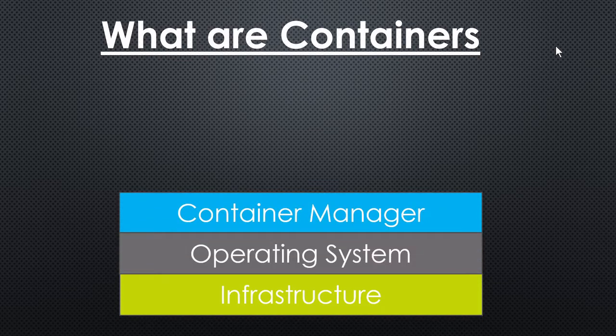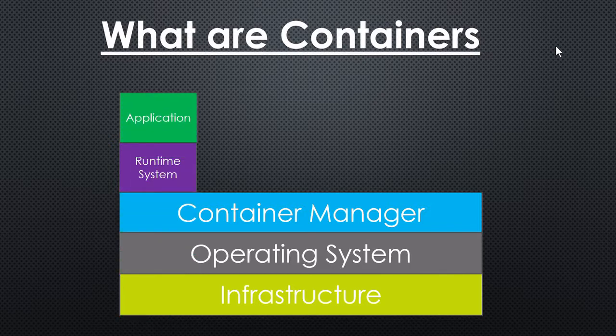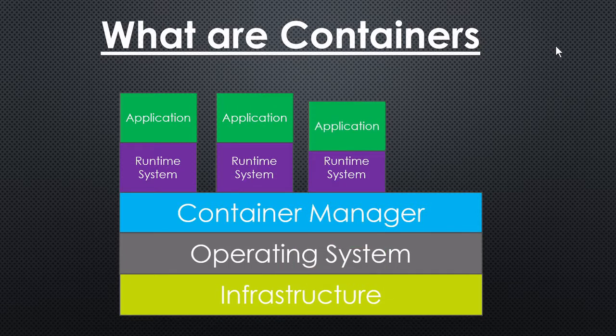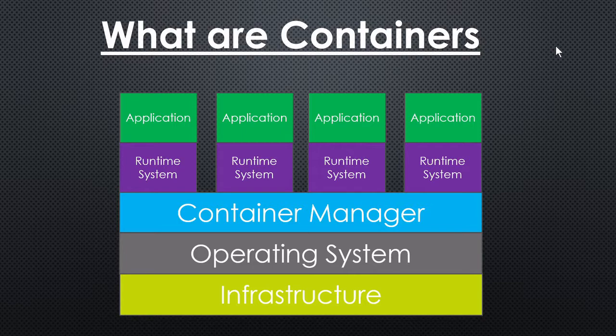If you look at the bottom, it's the infrastructure, which is the physical hardware. On top of that, it's running the operating system. The operating system contains the software and the operating kernel. On top of that are the container managers, which can be a Docker engine or something else. On top of that are the runtime systems and the application. So you can run multiple containers on top of the same physical hardware.